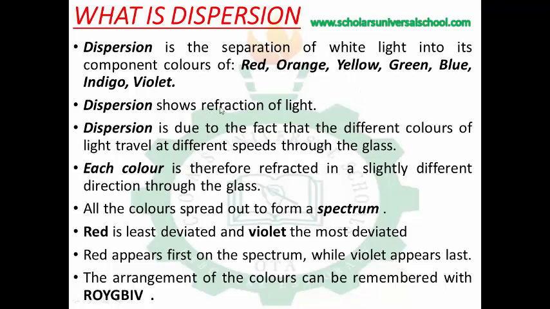Dispersion shows refraction of light; dispersion is a phenomenon under refraction. Dispersion is due to the fact that the different colors of light travel at different speeds through the glass. Each color is therefore refracted in a slightly different direction through the glass. All the colors spread out to form a light spectrum. Red is least deviated, so red is the first color to be seen on the spectrum, while violet is the most deviated. That is, violet is the last color.